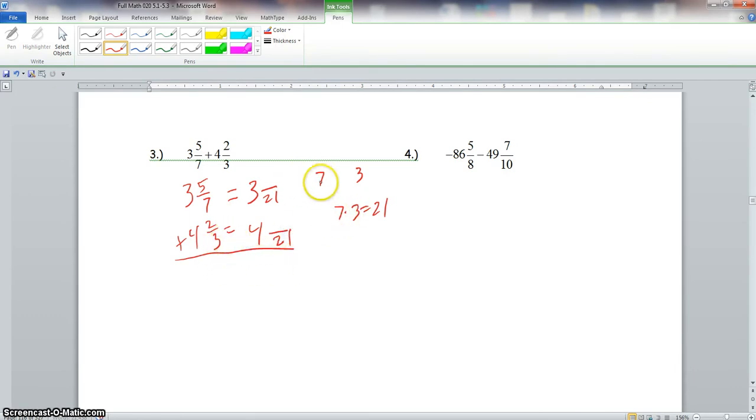So we ask ourselves, what does 3 have that 7 does not? And that's 3. So we'll multiply the top and bottom by 3. And that would give us 5 times 3 is 15, 7 times 3 is 21. We ask ourselves with the 3, what does 7 have that 3 does not? And that's 7. So we'll multiply our numerator and denominator by 7. So we will have 2 times 7 is 14, and 3 times 7 is 21. And we'll put our addition sign.